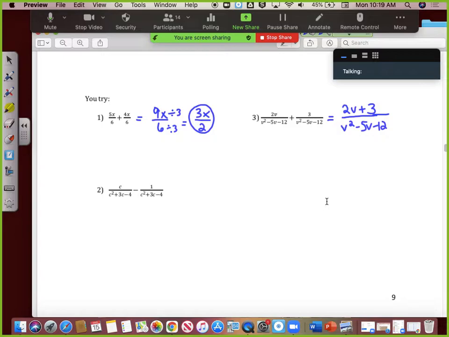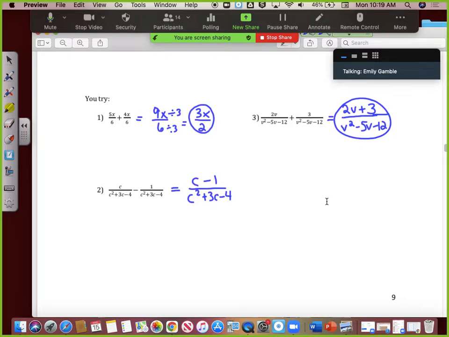And for this one, in order for things to be able to cancel out, you'd have to factor, and anything that's the same on the top and the bottom will cancel out. That won't happen in this problem, so that answer just would be that. And then number 2, we would have c minus 1 all over c squared plus 3c minus 4.